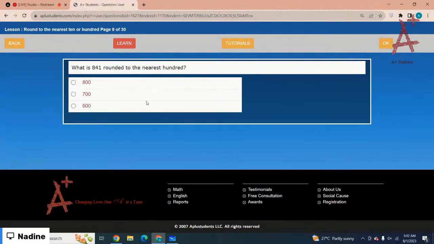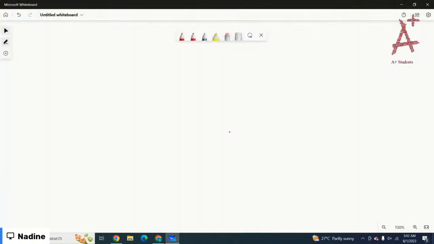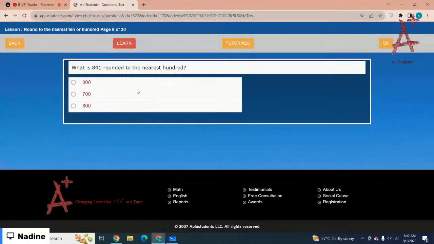848 is rounded off to the nearest 100. So you have 848. Sorry, 841. The digit at the hundreds position is 8. Right next to it you have 4, and 4 is less than 5. That means you have to end up on the same 100, and replace the other two digits with 0. So the correct option is 800.